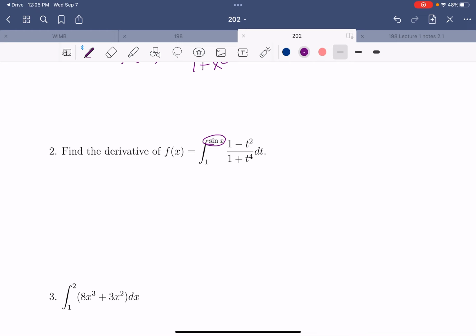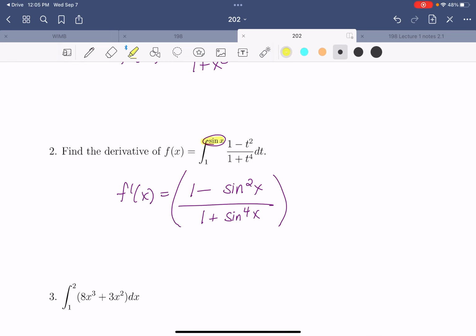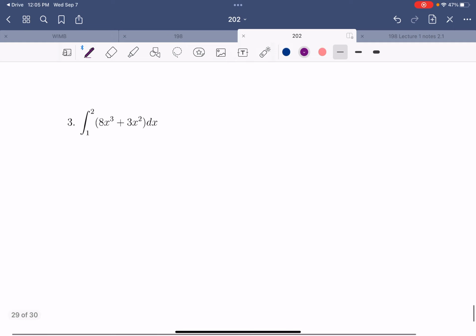In number 2, we're going to do the same thing. We're going to replace our t's with this sine x, but we will have to use our chain rule. So the derivative, f prime of x, the derivative of an integral is what's inside. So I'm going to plug in the sine x wherever I see a t. So 1 minus sine squared x over 1 plus sine to the 4th x. But because this is not just an x, we've got to use the chain rule, which says multiply by the derivative of that. And the derivative of sine x is cosine x.